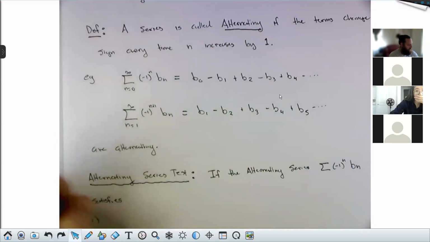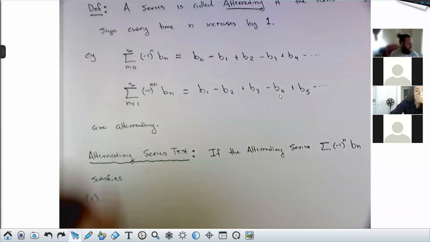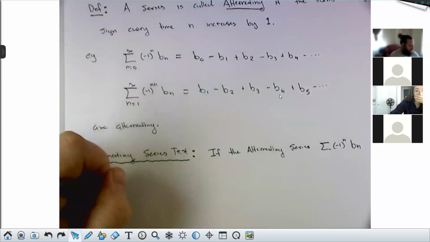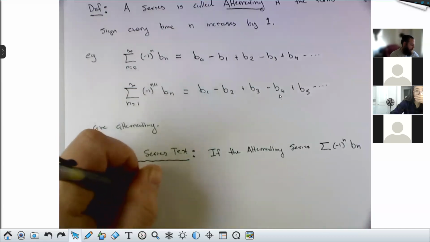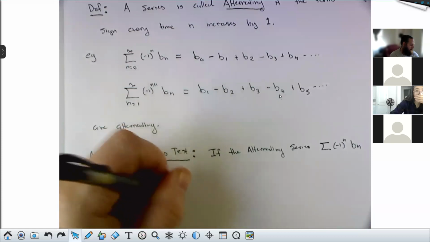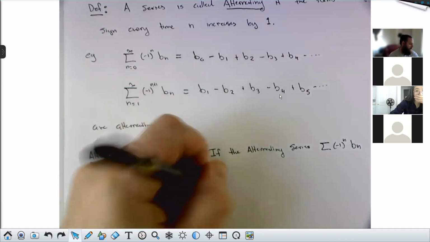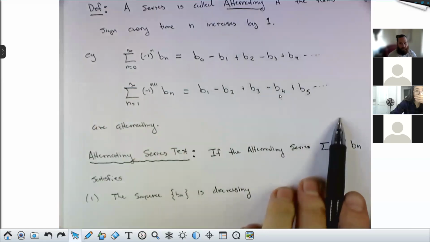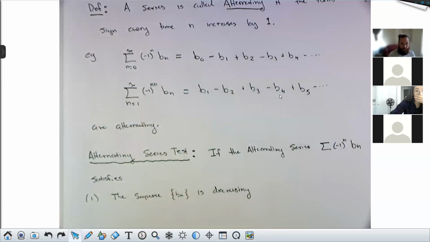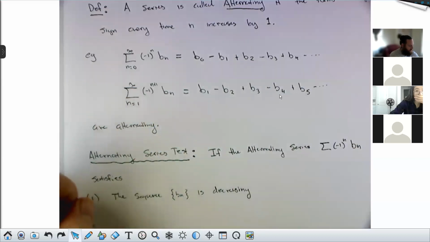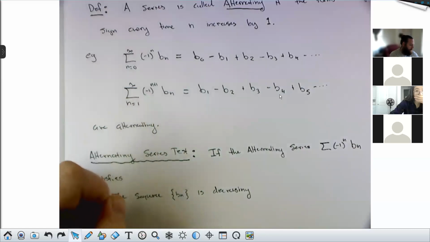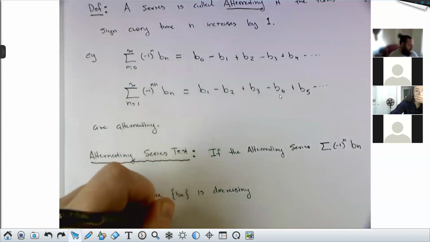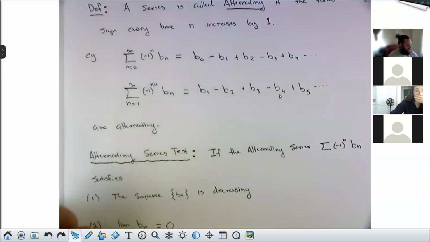two conditions. First, that the sequence bn is decreasing. So, right, the piece besides the (-1)^n, if that is a decreasing sequence, and the limit as n goes to infinity of the bn's is 0, then the series converges.